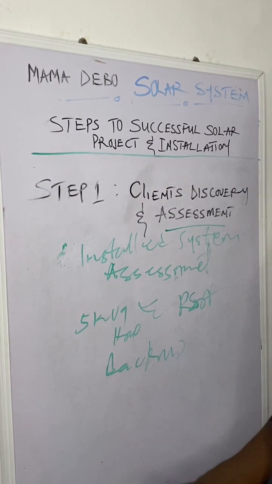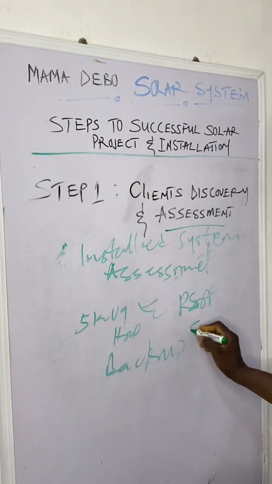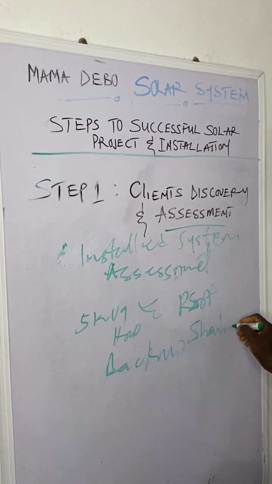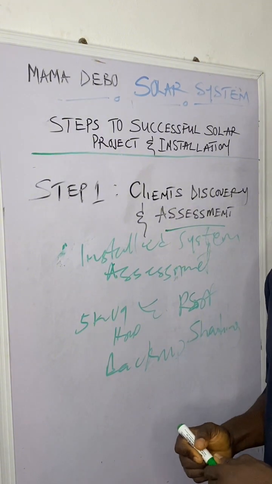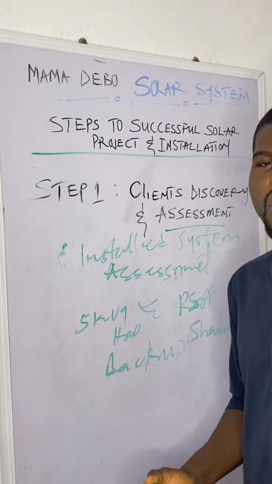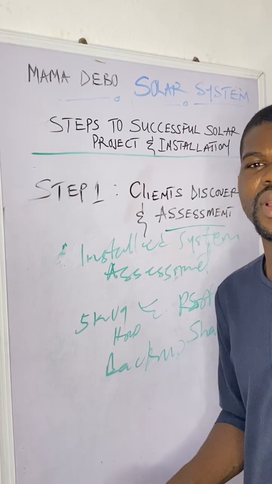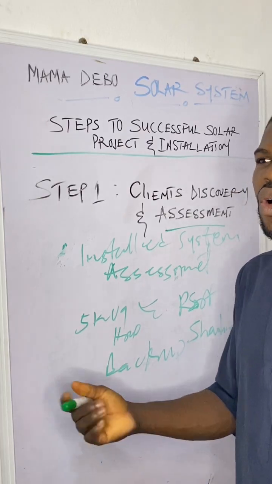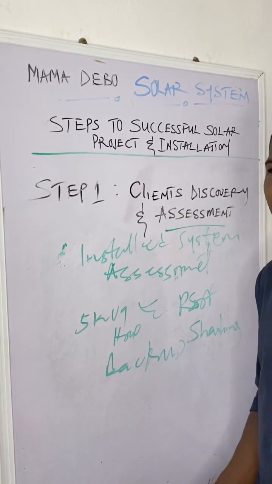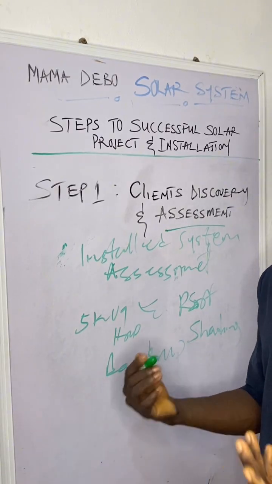Also, during assessment, you check for shading. What is shading? Shading is when maybe trees or another tall building will be covering your solar panel after you install it.